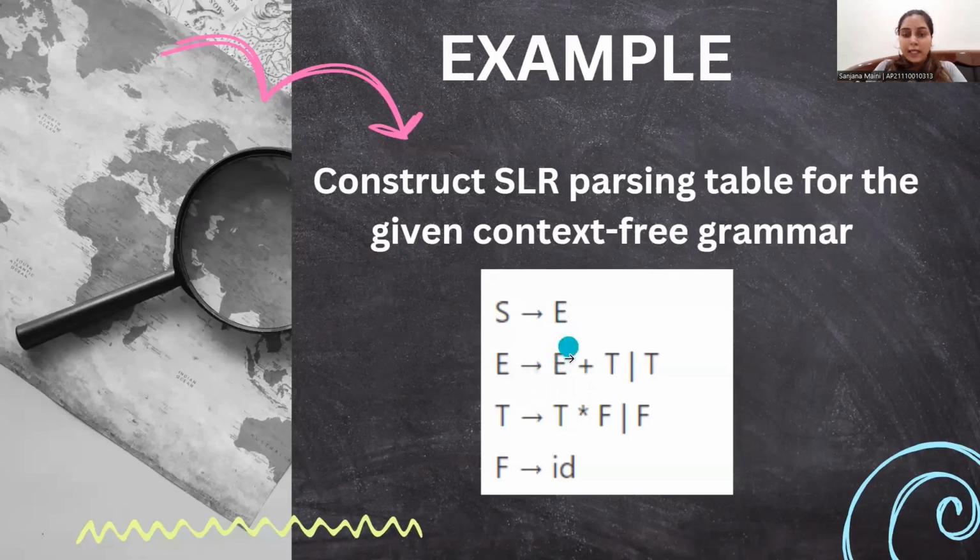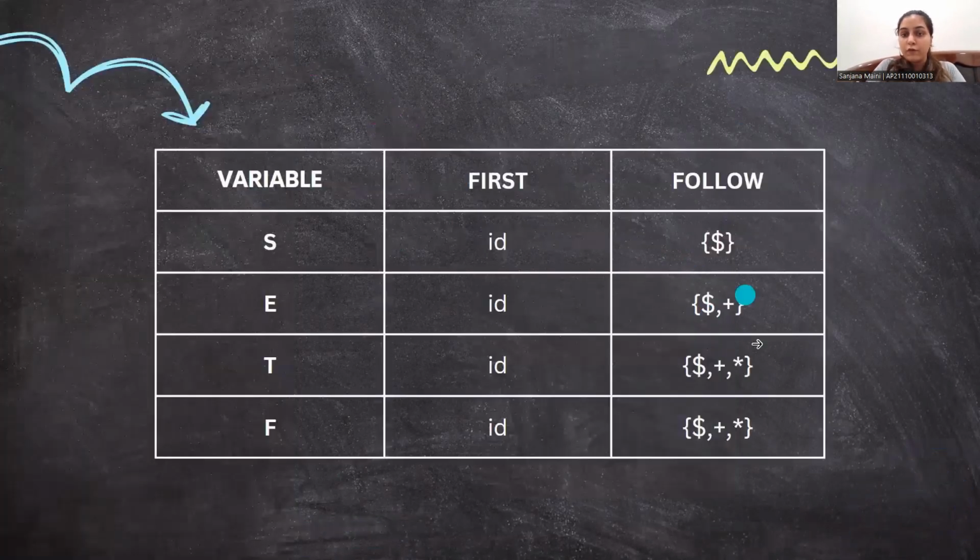E appears on the right hand side at two places. In the first rule, there is nothing on the right of E, so we will take the follow of S. The follow of S is dollar, so we will have dollar in the follow of E.